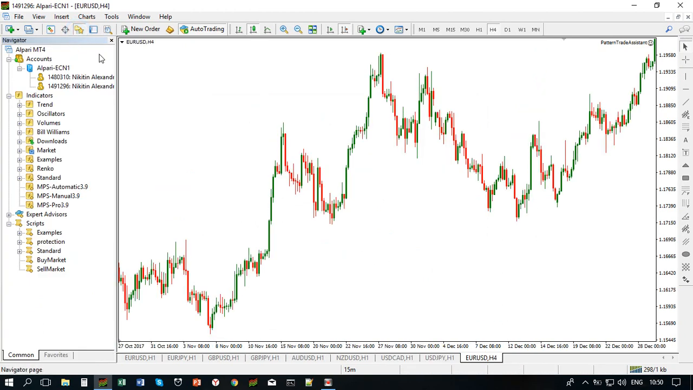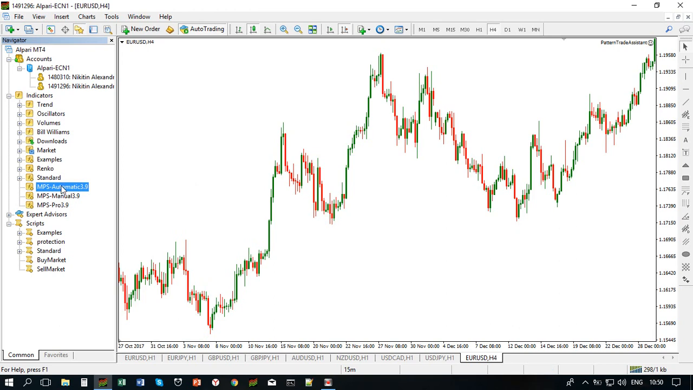Next, let's talk about the settings. The Monster Pattern Search, roughly speaking, it is the combination of manual and automatic. The two main functions of Monster Pattern Search Pro are automatic and manual. Plus, Monster Pattern Search Pro has a backtest mode, and it has the custom pattern mode as well.